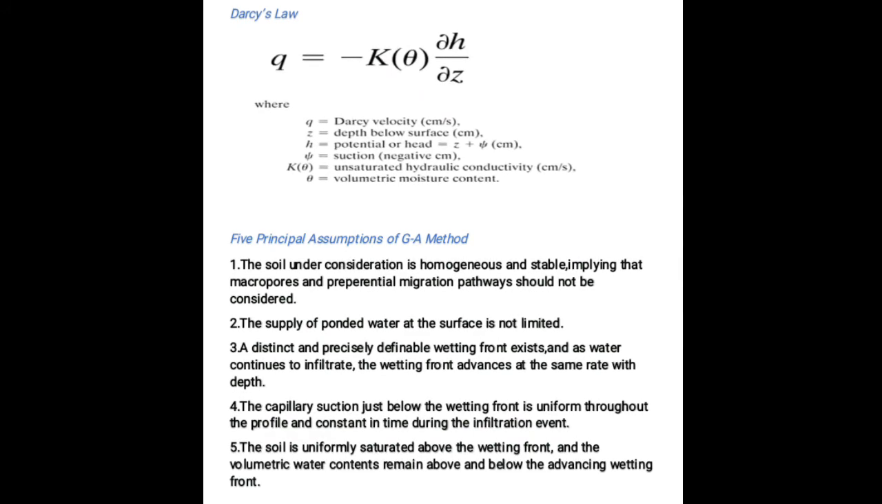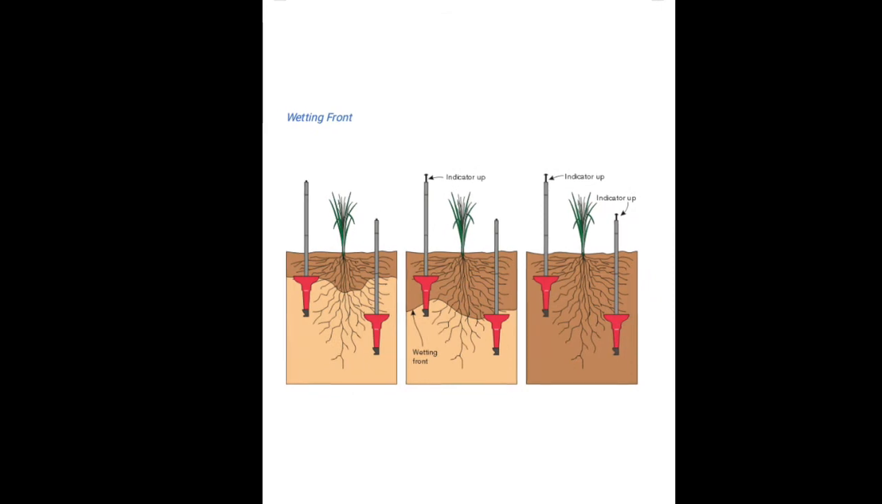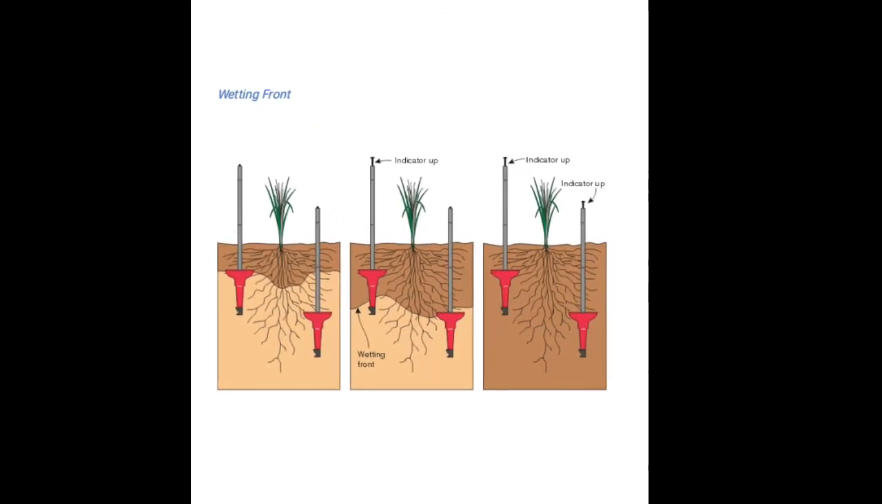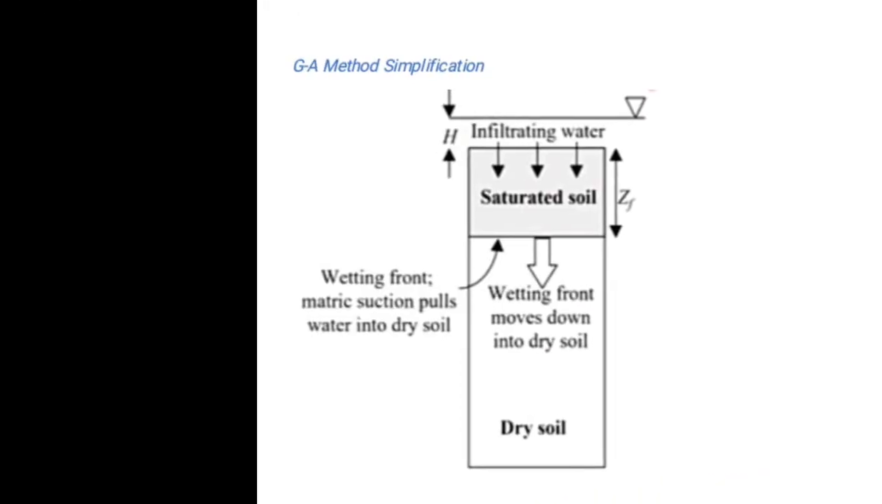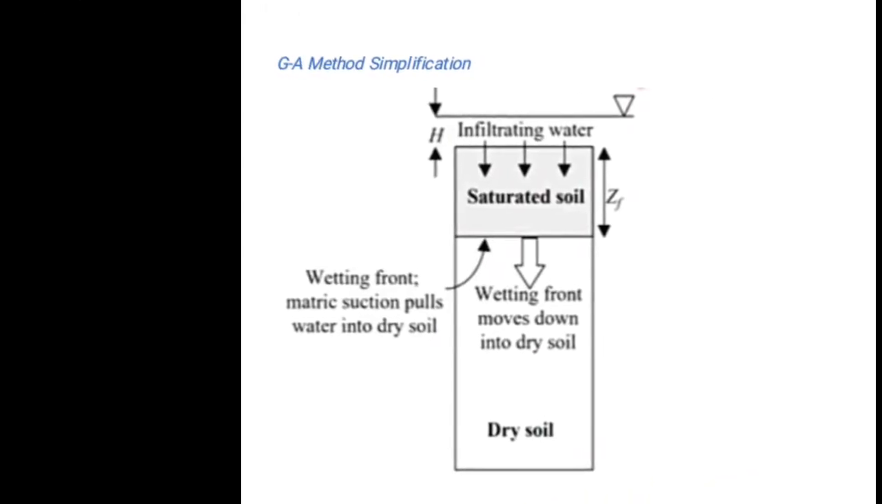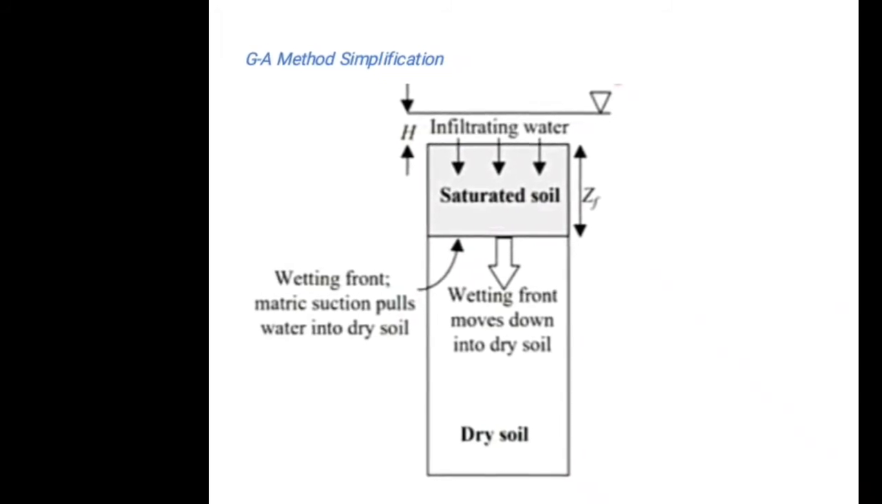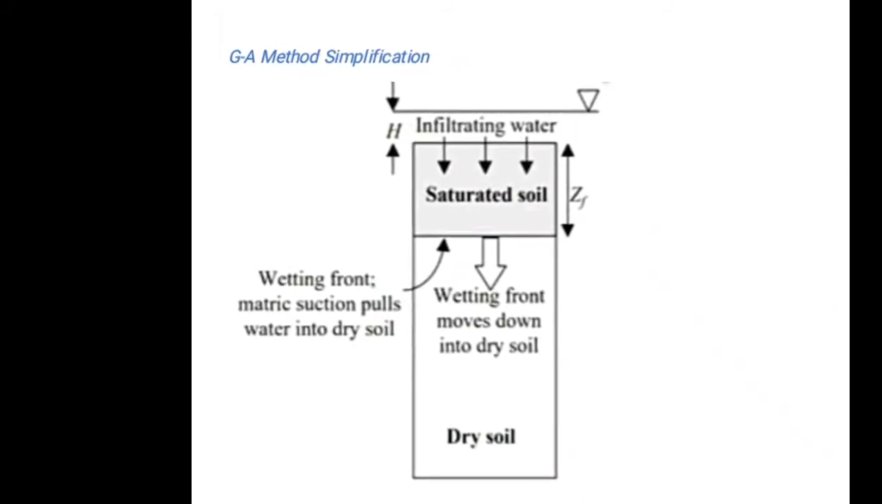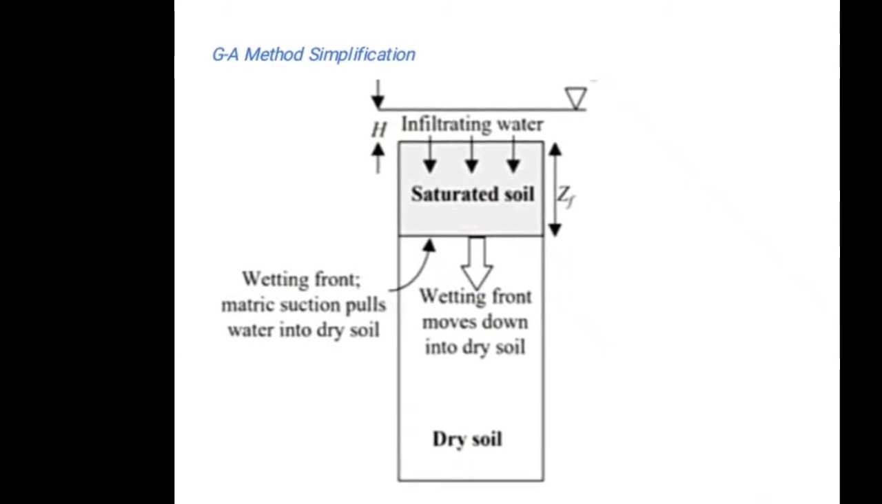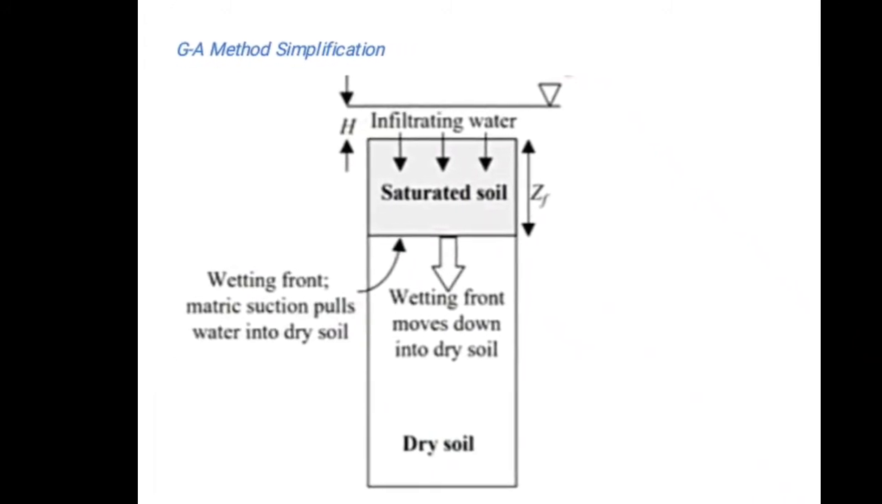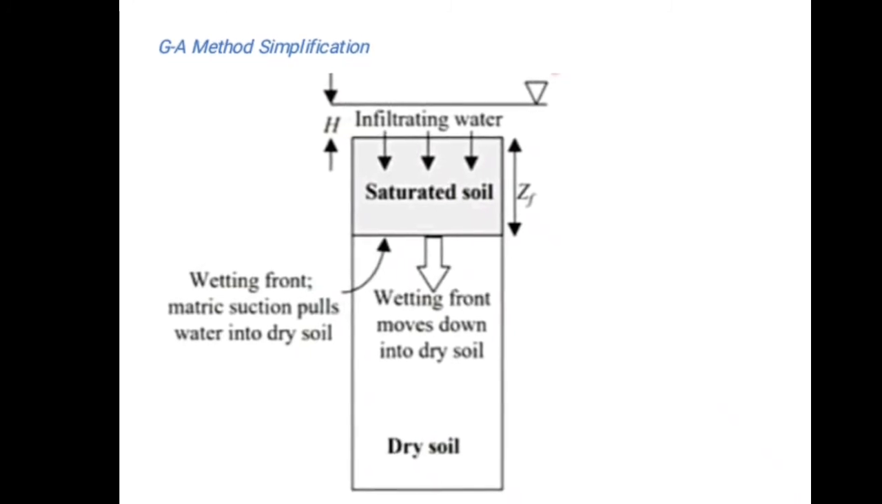Meron tayong example ng wetting front. Makikita dito yung dry soil and yung basang soil, and then yung simplification ng Green-Ampt method. Makikita dito yung infiltrating water, saturated soil, wetting front moves down into dry soil, and wetting front matrix suction pulls water into dry soil.